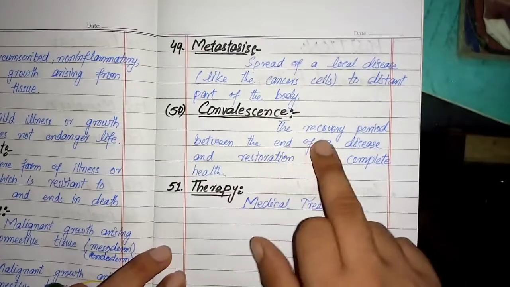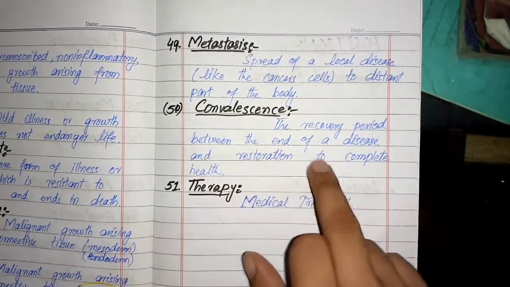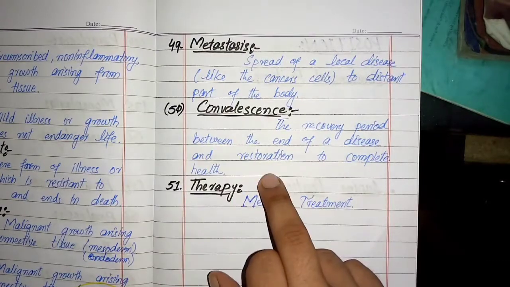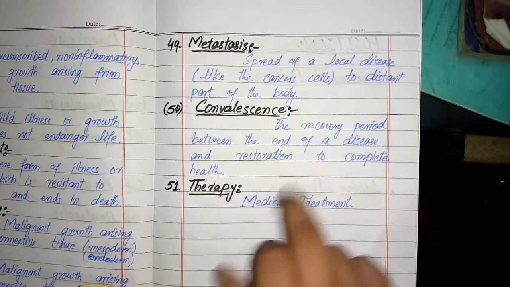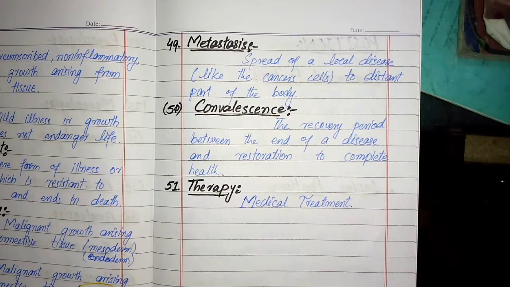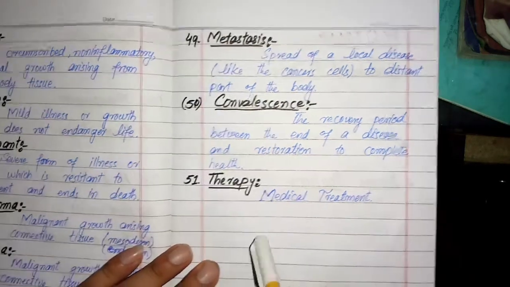Convalescence is the recovery period between the end of the disease and restoration to complete health. You got it? So this is the recovery period from the disease to complete health, which is called convalescence. And therapy is medical treatment.